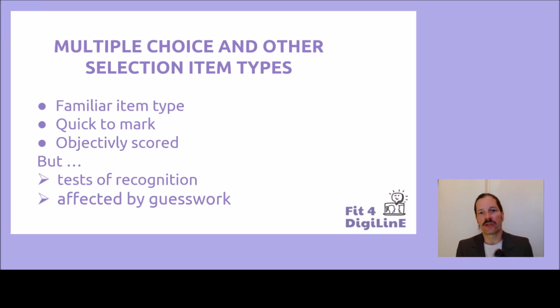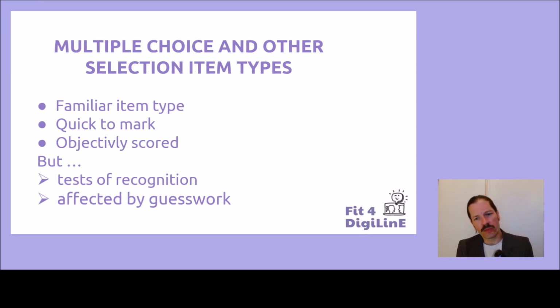Selection items tend to be familiar to nearly all candidates in all places. They tend to be independent of writing ability, easy and quick to mark, and capable of being objectively scored. And they are also economical of candidates' time, so that many can be attempted in a short period and a range of objectives covered, adding to the reliability of the test.